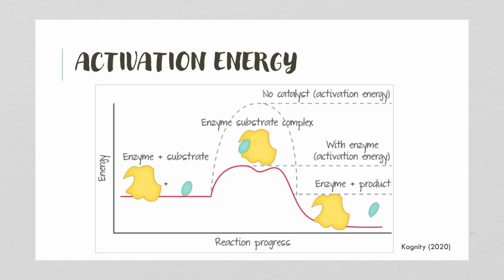So activation energy is the energy that's required to start the reaction, to allow it to happen. So if you look here on this graph, your enzyme and your substrate causes a much lower activation energy. So it provides an alternate pathway than if there was no enzyme at all.